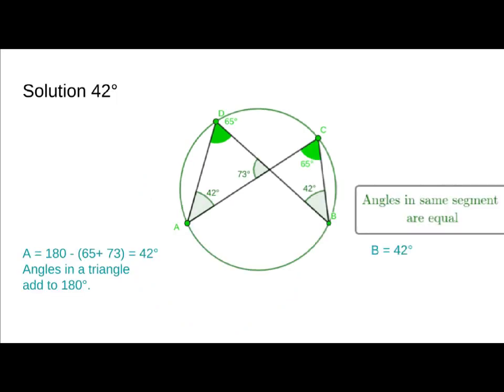Okay, so the angle at A is 42 degrees. The angles in the triangle have to add up to 180, so 65, 73 and 42 make 180. The angle B is the same as angle A because angles in the same segment are equal, so B is also 42.